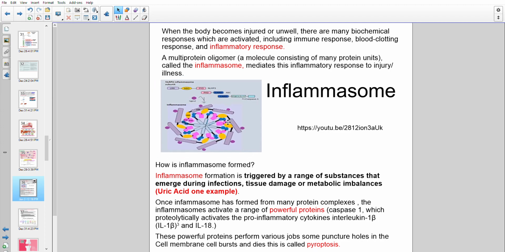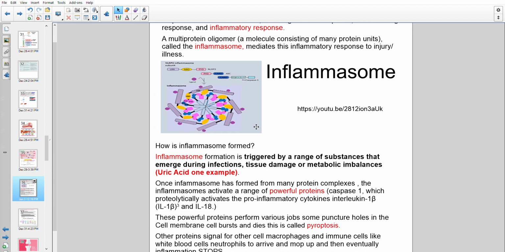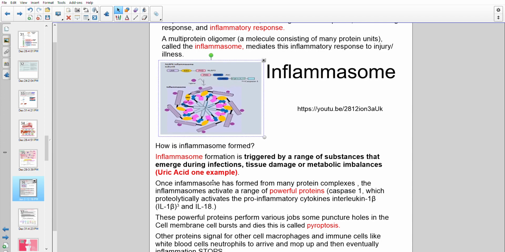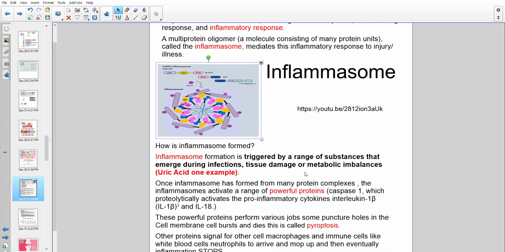It's only recently. Now, how is the inflammasome formed? Well, the inflammasome, this complicated series of proteins, is triggered by a range of substances that emerge during infections. So an infection can trigger that off. It is a complicated mechanism how it triggers off tissue damage or metabolic imbalances. But you might have too much of one particular substance in there. And this example here is uric acid.